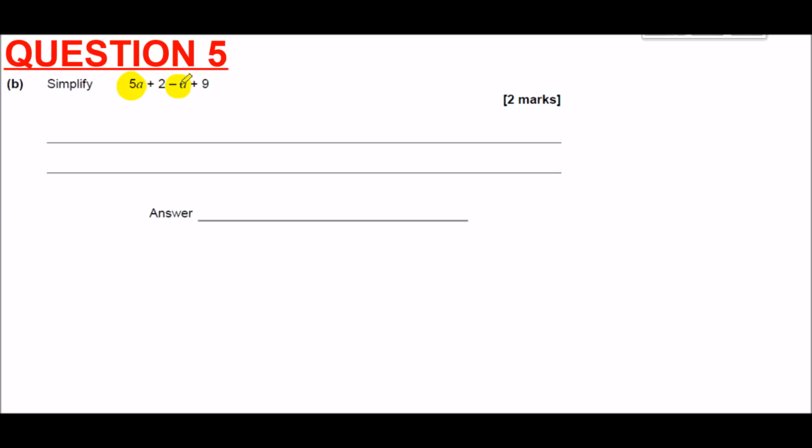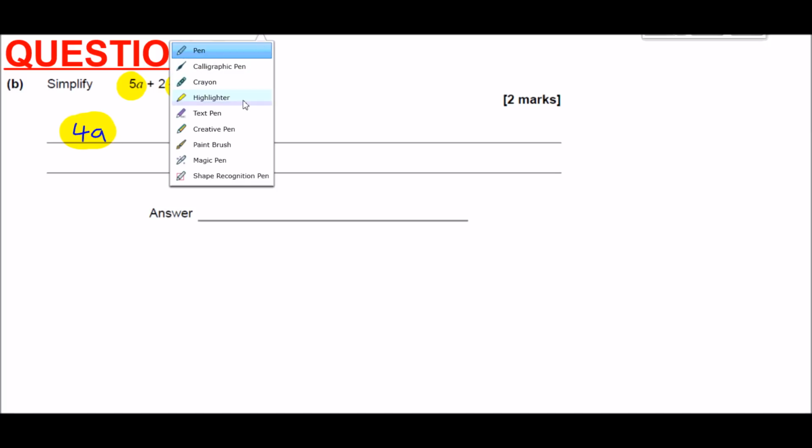The symbol in front of each letter tells us whether to consider it as a positive thing or a negative thing. So this a has a minus in front of it, and so that means it's a negative a. So 5a take away a would leave us with 4a.